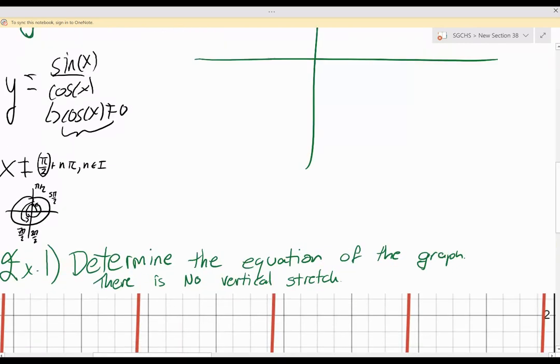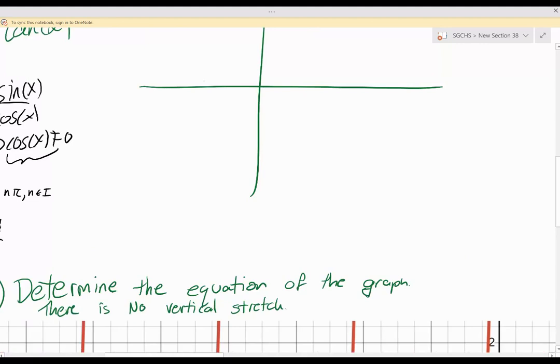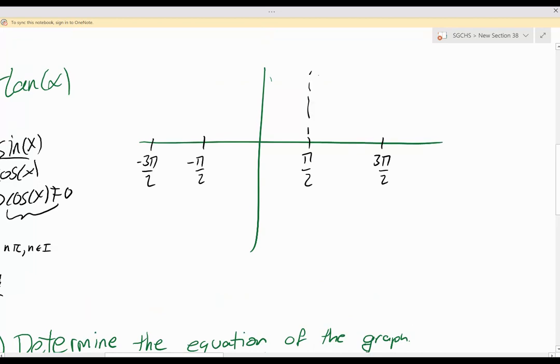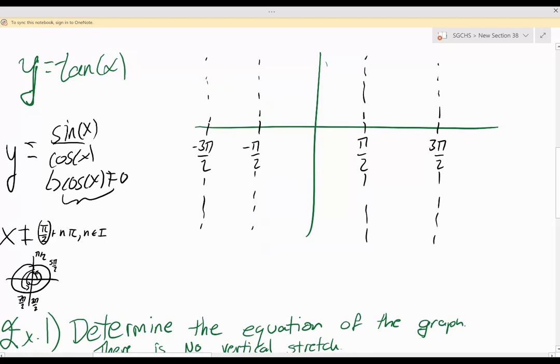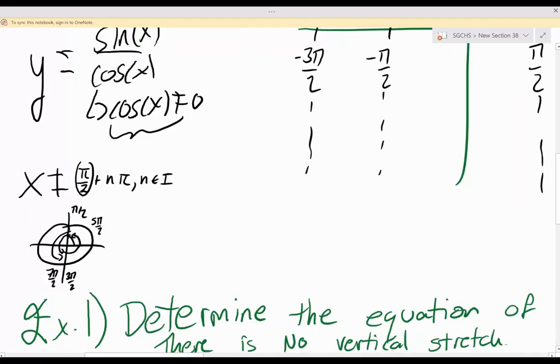So that means we have asymptotes here we can graph. This would be negative pi over 2, this would be negative 3 pi over 2, this would be pi over 2, and then 3 pi over 2. So we can draw some dotted lines to represent those. And then from there, tan's actually pretty easy to graph.